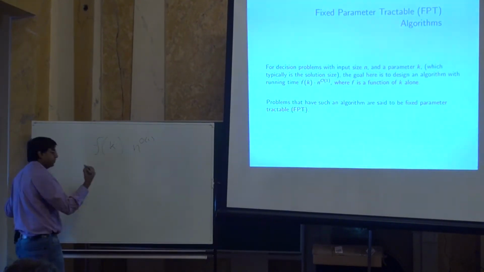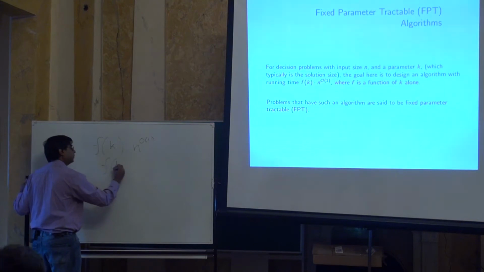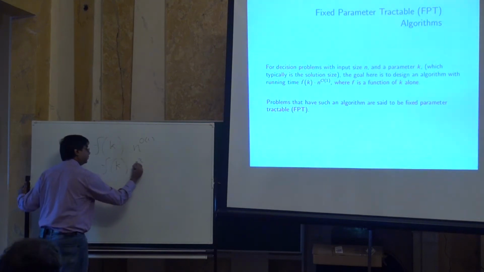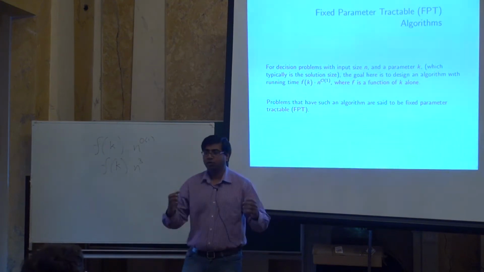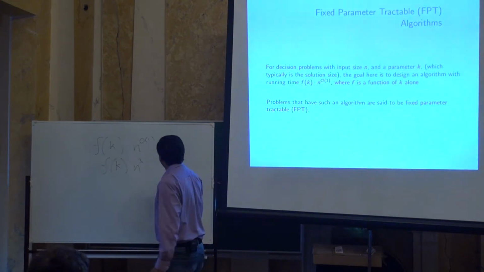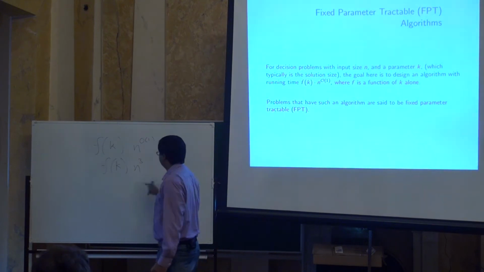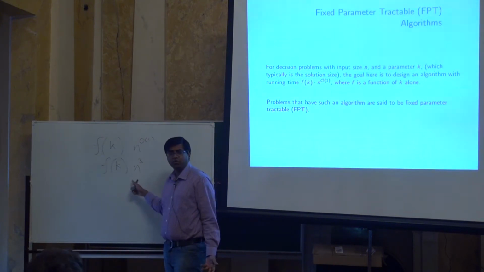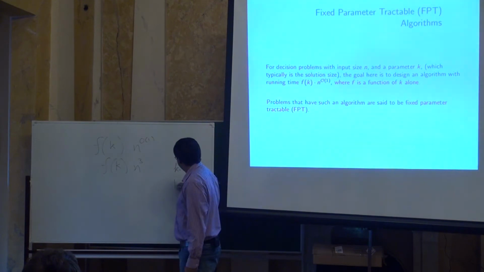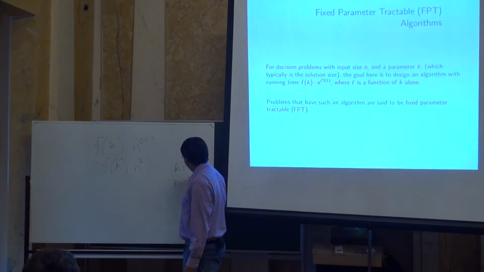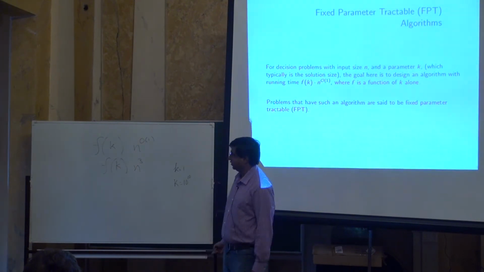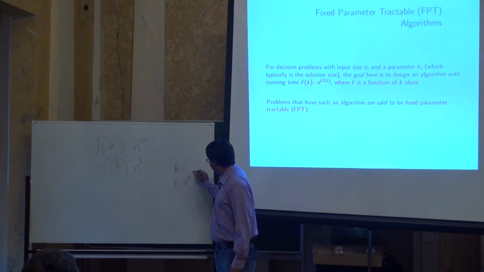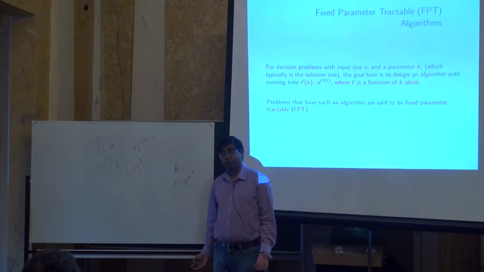Now, for our discussion today, let's make it f of k times n to the power O of 1, right? Now, if for some problem, whatever that complexity is, suppose k equal to 1, what is the running time of this algorithm? It's polynomial. K equal to 10 to the power 10, which is still polynomial? It is still polynomial, right?